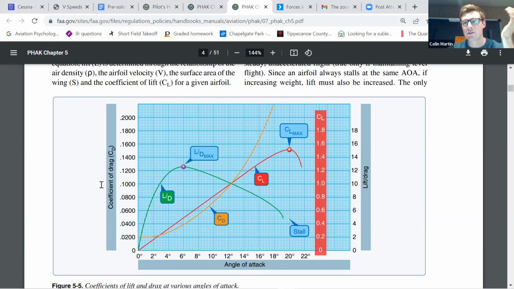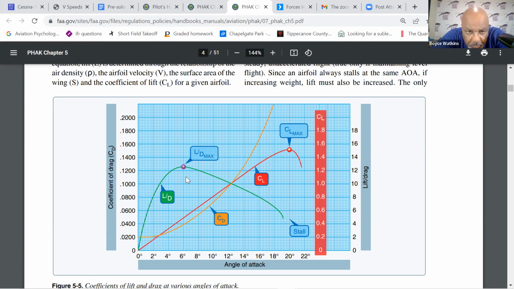So say we have an engine failure, we're going to stay at 65 knots because that number gives us the maximum lift that we can get out of the aircraft. So we'll be able to glide further than if we were at 60 knots or 75 knots.